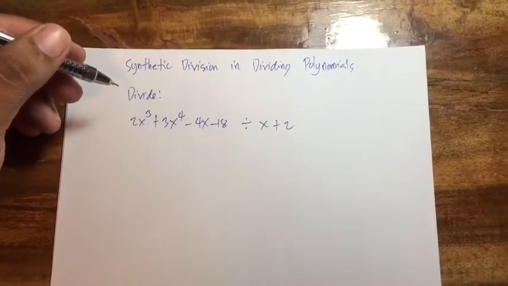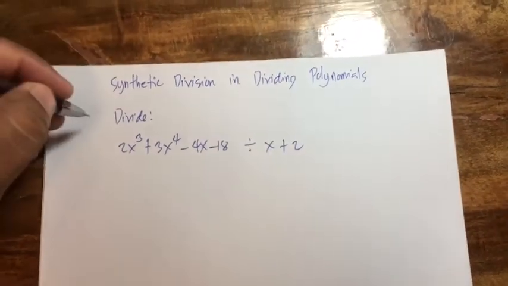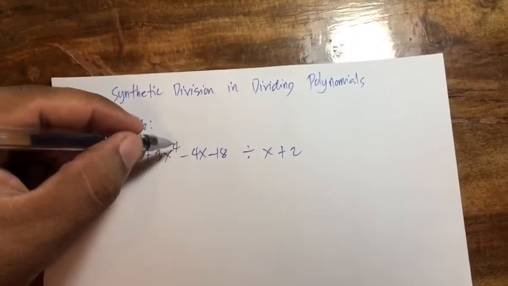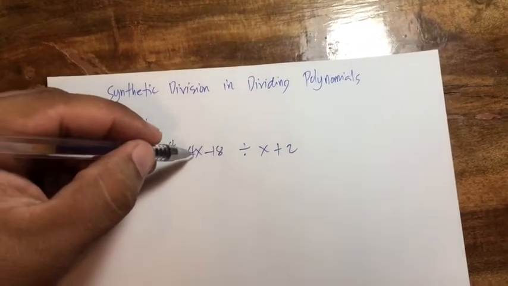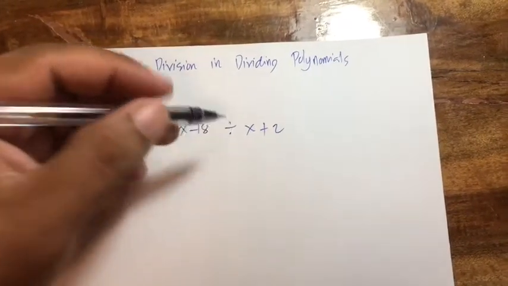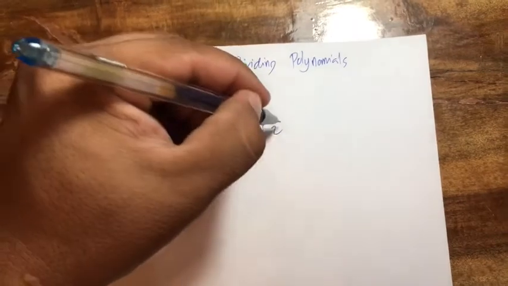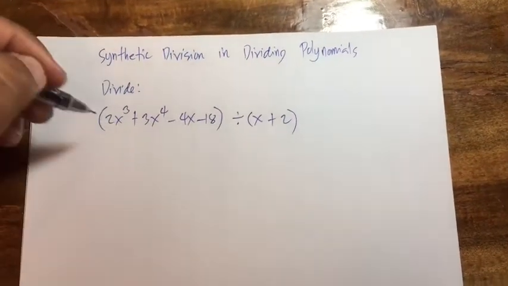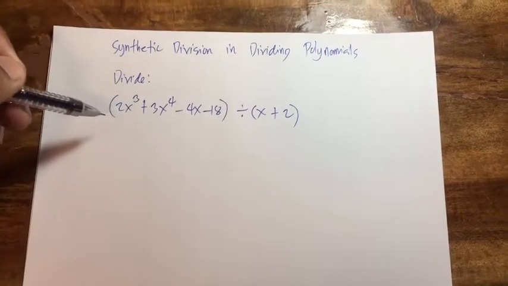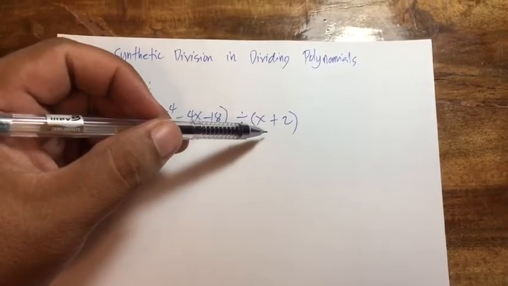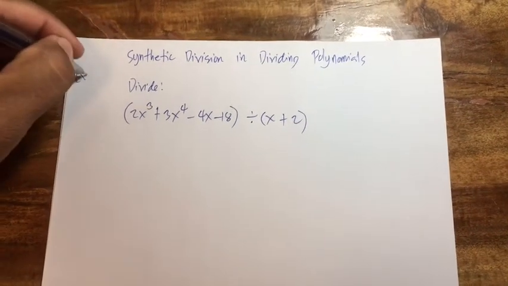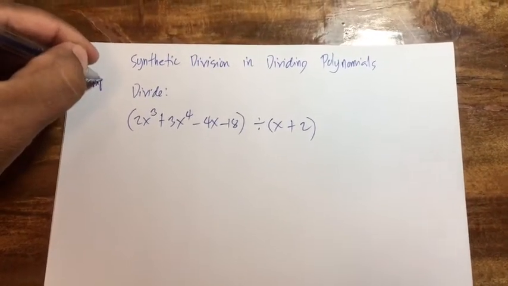Okay, I have here example number 3. Divide 2x cubed plus 3x to the 4th power minus 4x minus 18 by x plus 2. We will solve this by synthetic division. Since our divisor is a binomial, no problem. This is our example number 3.